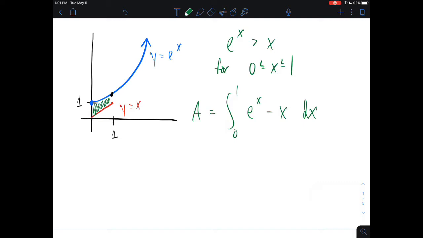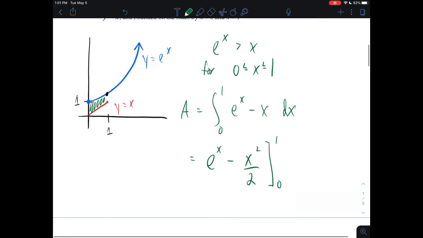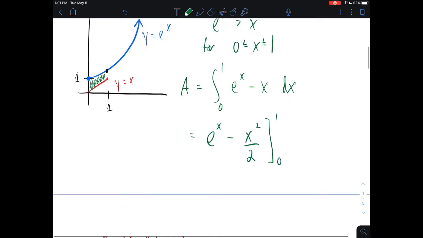So then just using antiderivatives, the antiderivative of e to the x is just e to the x. The antiderivative of x is x squared divided by 2. We don't have a constant of integration because we have limits. And so I need to plug in 1 first to both of those functions and then 0.